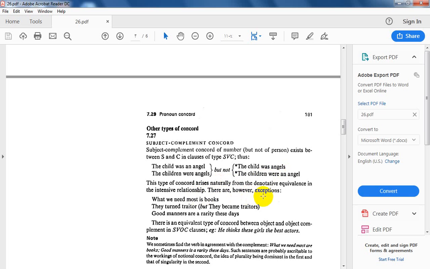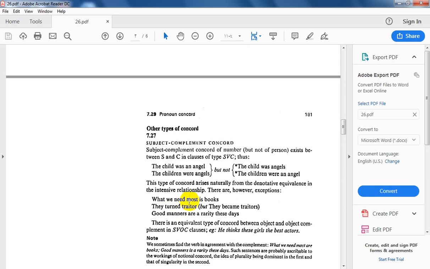There are, however, exceptions. What we need most is books, meaning our need is books. They turned traitor. They is plural. Of course, this is an intensive relation; there is some sort of denotative equivalence. Here I have an exception.